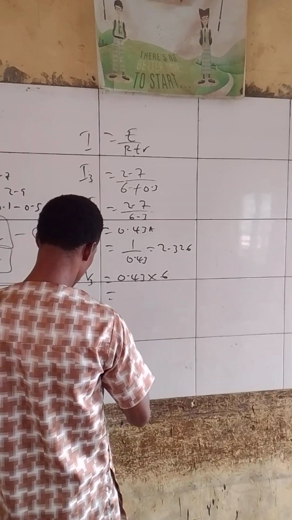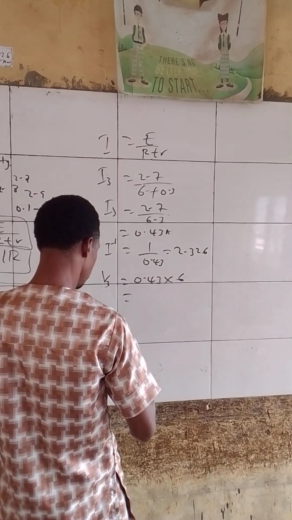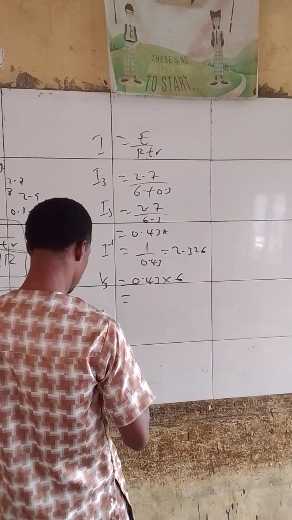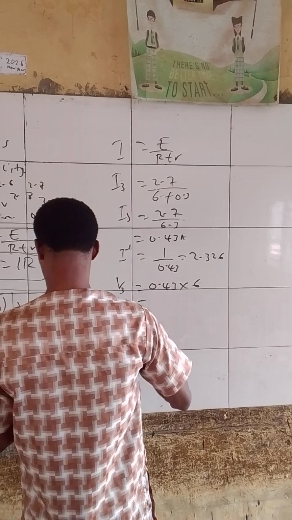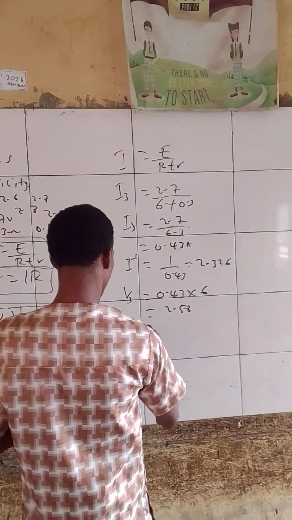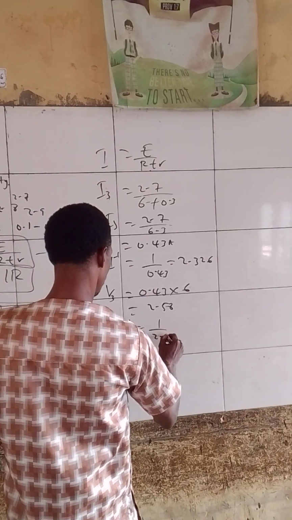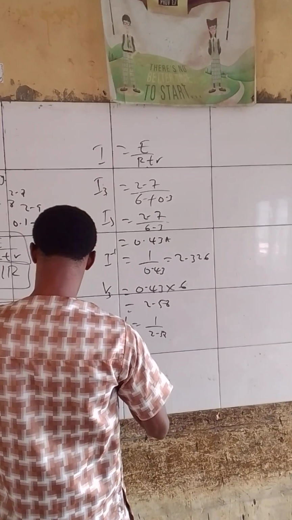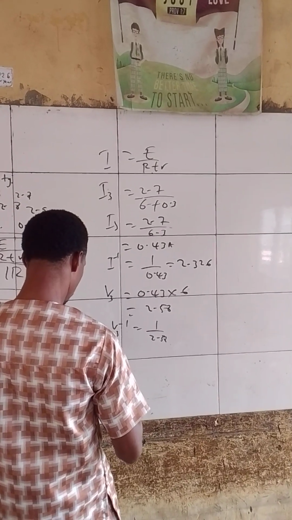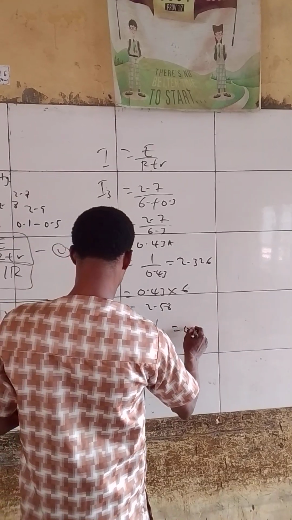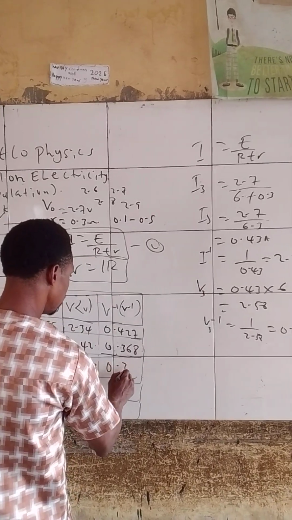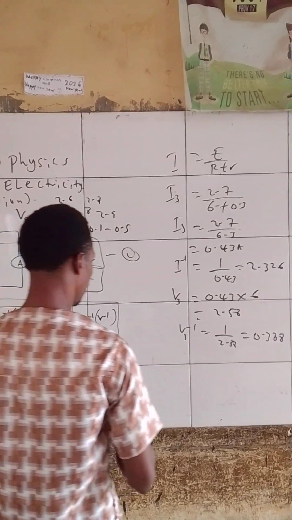From here now, let's calculate. Voltage here is 0.43 times 6. So it gives me 2.58. I'll now find the inverse of this 2.58. That is 1 divided by 2.58. And that is 0.388. So this gives me 0.388. Now I'm done with that.